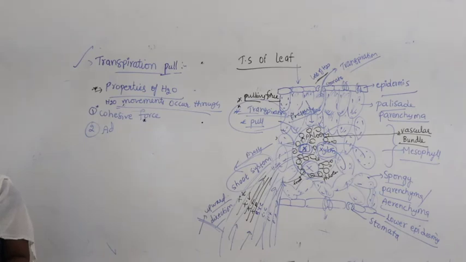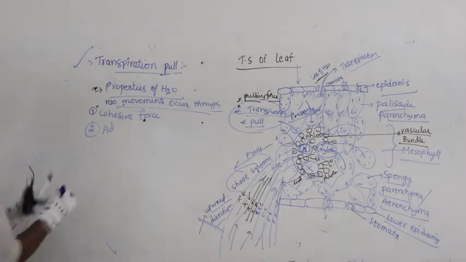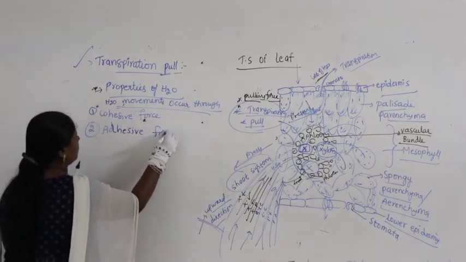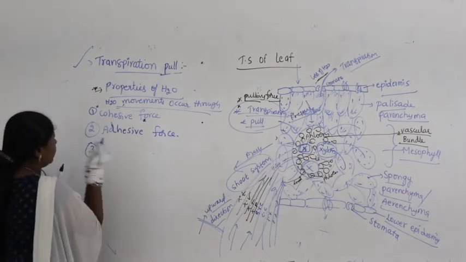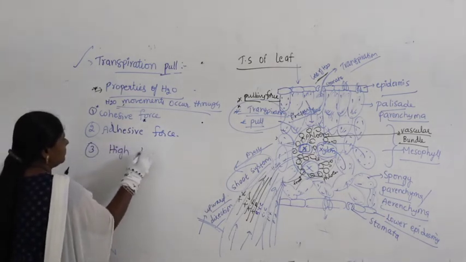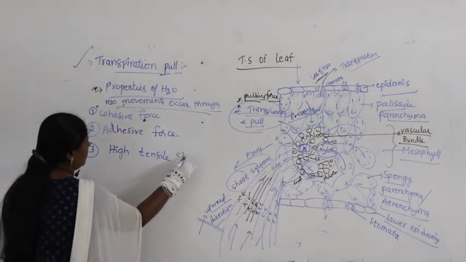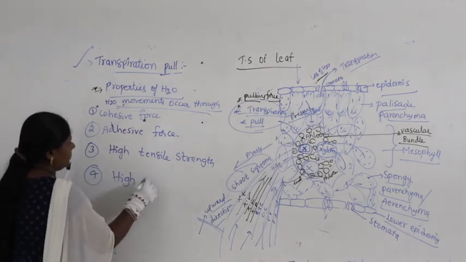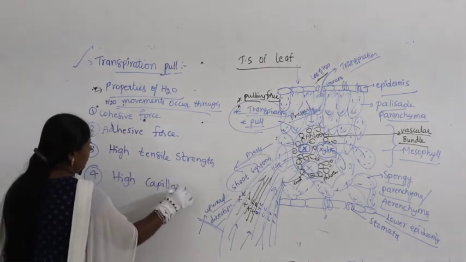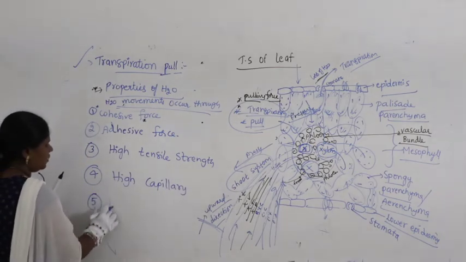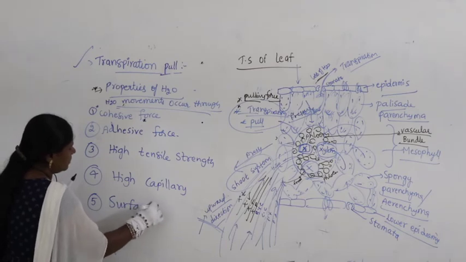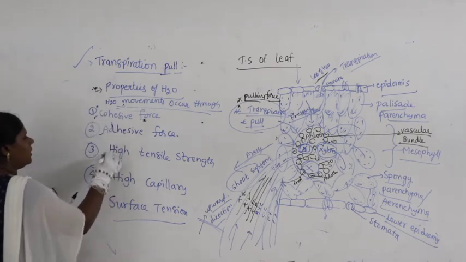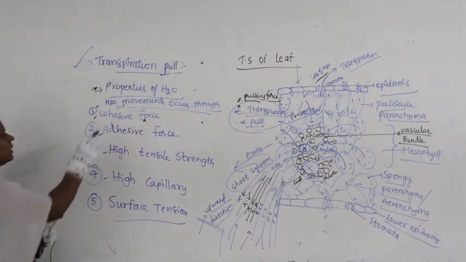So what you find here is adhesive force. Then the next one is high tensile strength. Then high capillarity, and then high surface tension. So you can write simply surface tension. So water movement occurs through these properties.